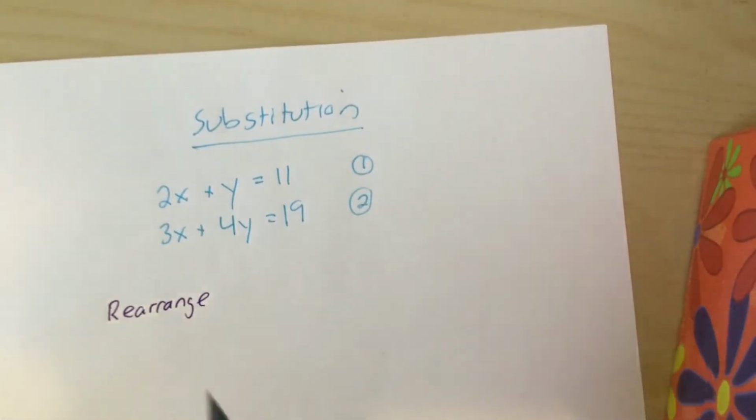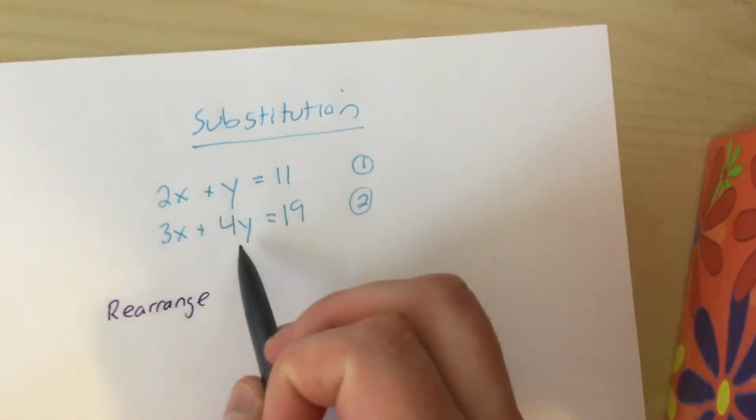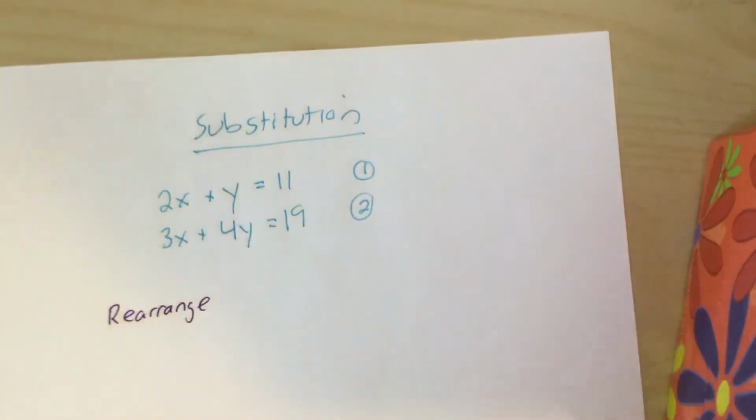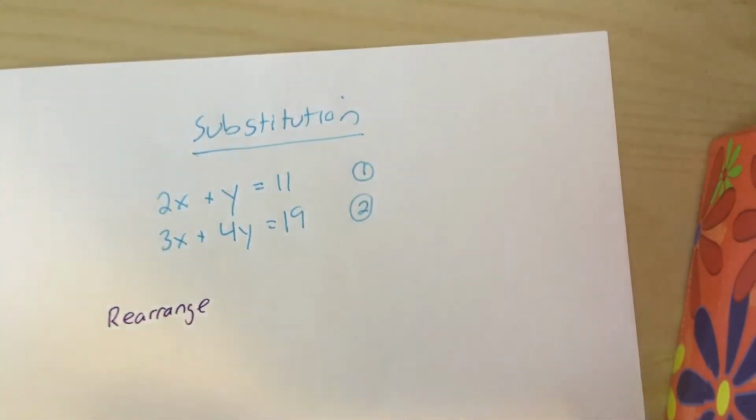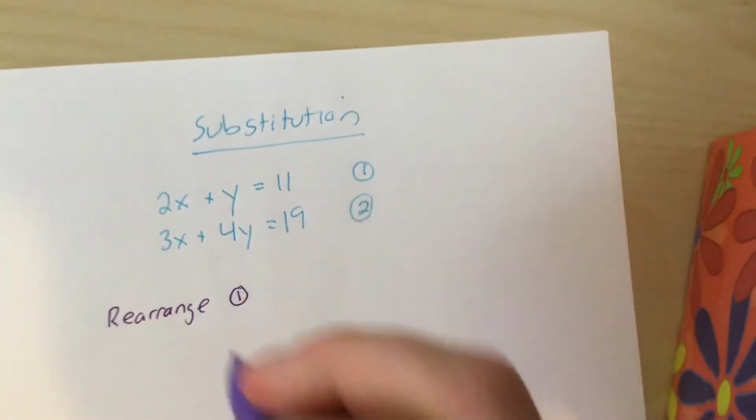But the one we're going to isolate is the one that's the most alone. By the most alone, I mean the one that doesn't have a number in front. The fancy math name for that, of course, is that the coefficient is 1. But for your purposes, you're looking for a letter that's alone and does not have a number next to it. And that's in equation 1. So I'm going to rearrange equation 1.